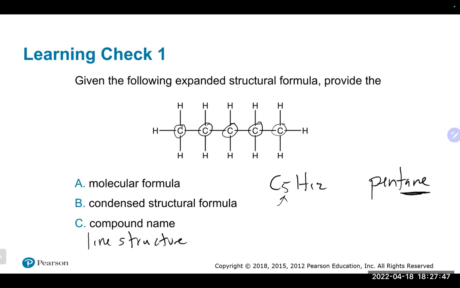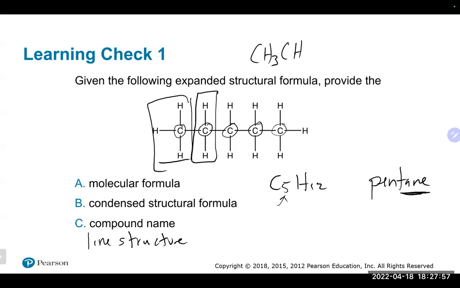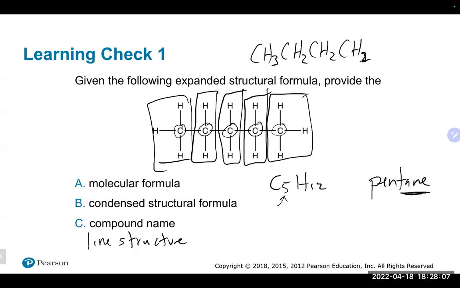Condensed formula would be basically just breaking these apart. So that is a carbon and 3 hydrogens. That is a carbon and 2 hydrogens. That is also a carbon and 2 hydrogens. 1 more carbon and 2 hydrogens. And lastly, a carbon and 3 hydrogens. So that would be the condensed formula.